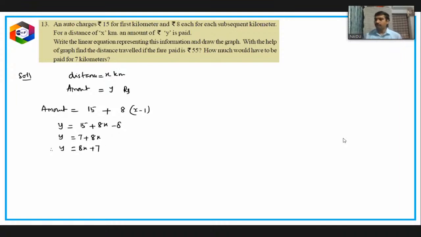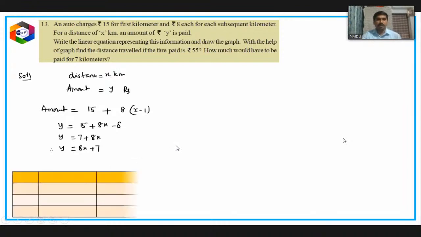So now quickly, we have less time left. Now we have to draw the graph for this. So let us plot the points. This is the table. I am going to take y equal to 8x plus 7. So this is x, this is y equals 8x plus 7, and this is x comma y.